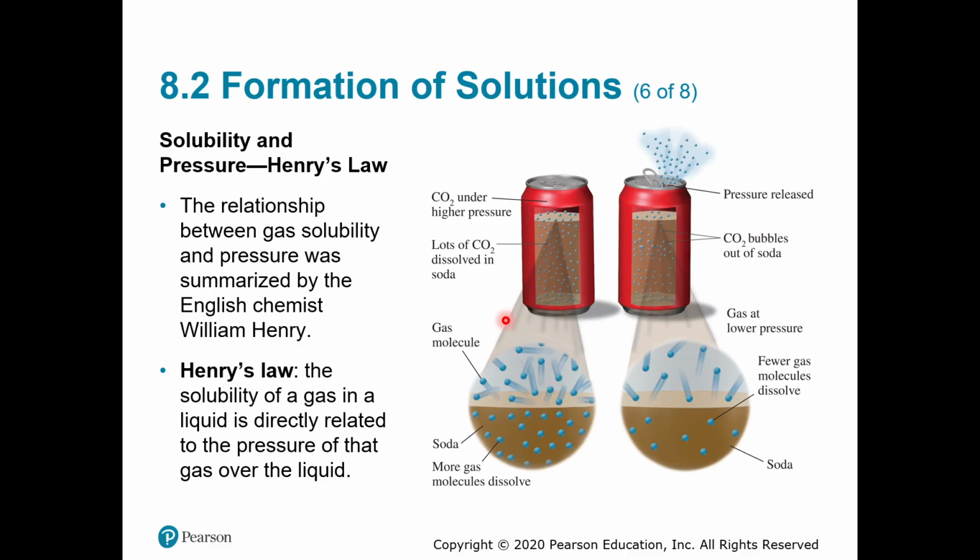This process, by the way, was summarized by an English chemist. His name was William Henry. And this is that the solubility of a gas in a liquid is directly related to the pressure over the liquid. Okay? So the higher the pressure of the gas over the liquid, the more of it is going to end up dissolved in that liquid. And that's purely a factor of it being a higher concentration over the liquid because of the pressure. It's going to hit that liquid more often.